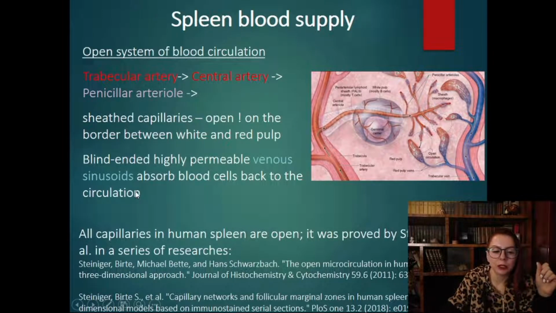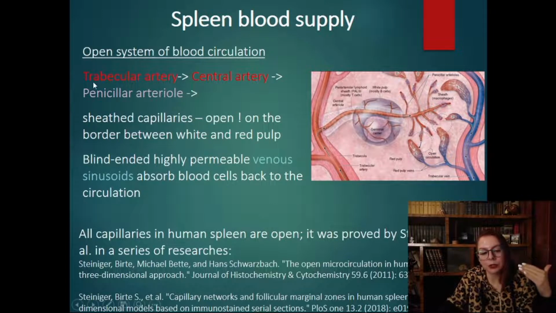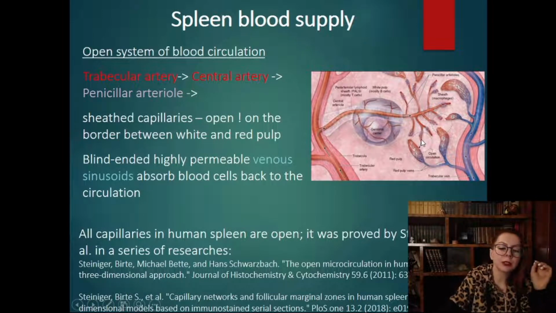Let's discuss the system in detail. So the splenic artery entering the organ gives rise to the trabecular arteries, which are inside trabeculae of the organ. And after that, central arteries enter the parenchyma of the organ, and they give small side branches, but eventually they branch into penicillar arterioles. Eventually penicillar arterioles give rise to the sheathed capillaries.